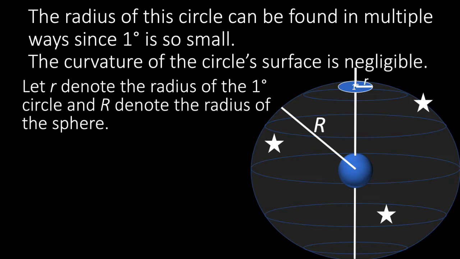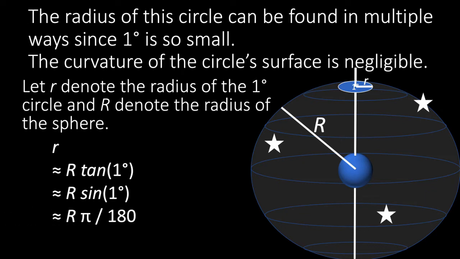Let lowercase r denote the radius of the 1 degree circle, and uppercase R denote the radius of the sphere. Lowercase r is approximately equal to uppercase R tangent of 1 degree, which is approximately equal to uppercase R sine of 1 degree, which is approximately equal to uppercase R times pi divided by 180. Any of those 3 ways to calculate lowercase r gives you lowercase r is approximately equal to uppercase R times 0.01745.